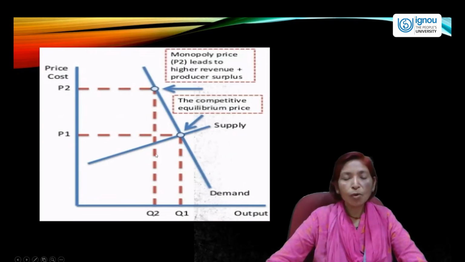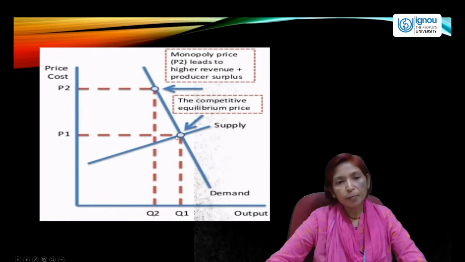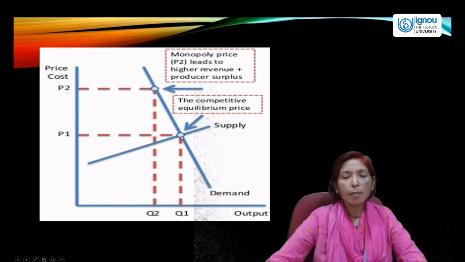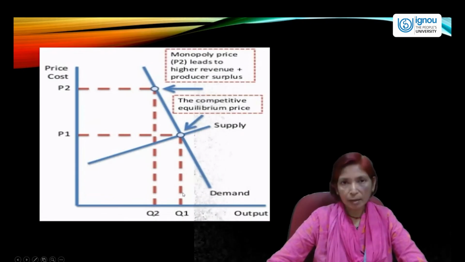The supply curve is flatter and the demand curve is steeper. When demand is steeper or less elastic, then the producer can charge a higher price from the consumer. In this case, where the demand and supply curves intersect each other, the competitive equilibrium price P1 is determined and quantity Q1 is determined.